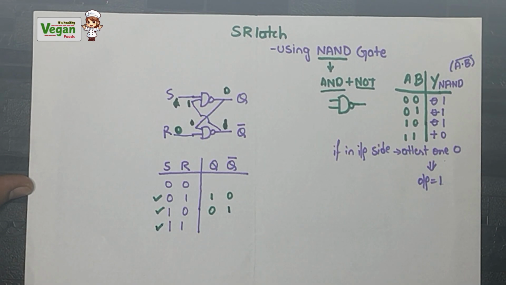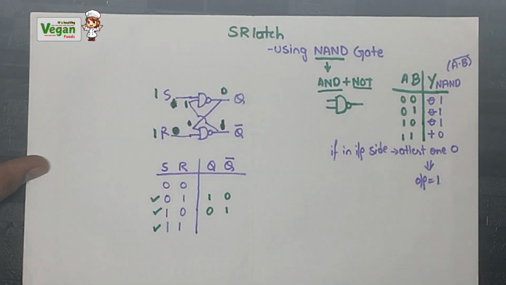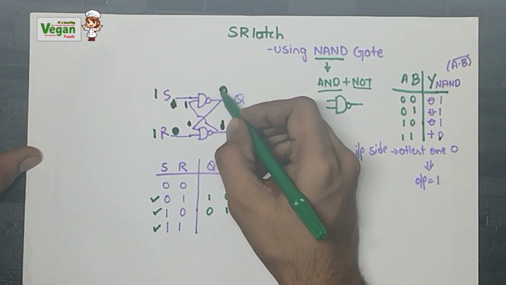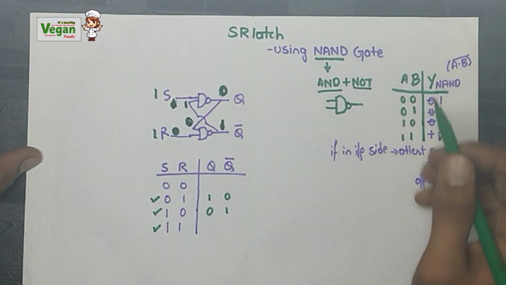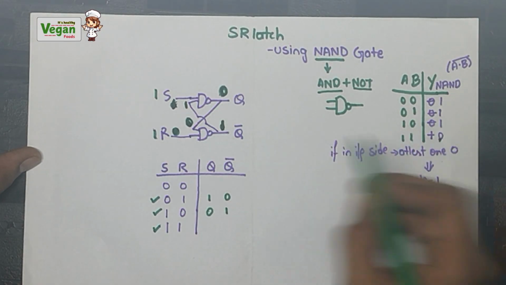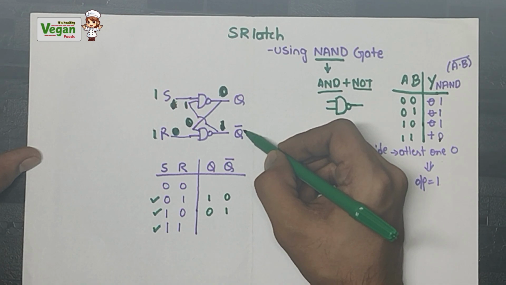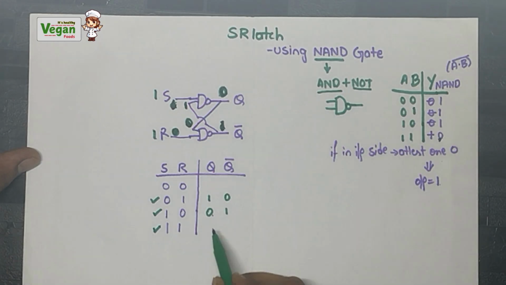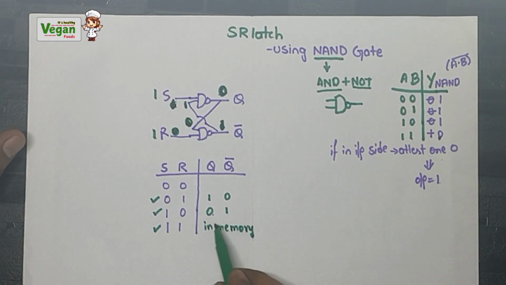Now let's consider the case 1 and 1, where S value is 1 and R value is 1. If both values are 1, the output will be 0. Let's consider this as 0. Since this output acts as an input right here, we have 1 and 0. With at least one 0 in the input, the output will be equal to 1. Now you can see Q value is 0 and Q bar value is 1. Therefore this output is already in memory. We don't need to repeatedly write 0 1, we can write that it is in the memory.